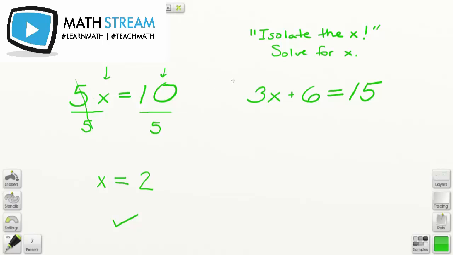Over here on the right, I have another equation, 3x plus 6 equals 15. My goal is going to be the same in this second equation as it was in the first. We need to isolate the x, or get that x by itself. This time I have a little bit more going on next to the x. In fact, I have it being multiplied by a 3. I also have it adding 6 and then equals 15. So there's a lot going on.